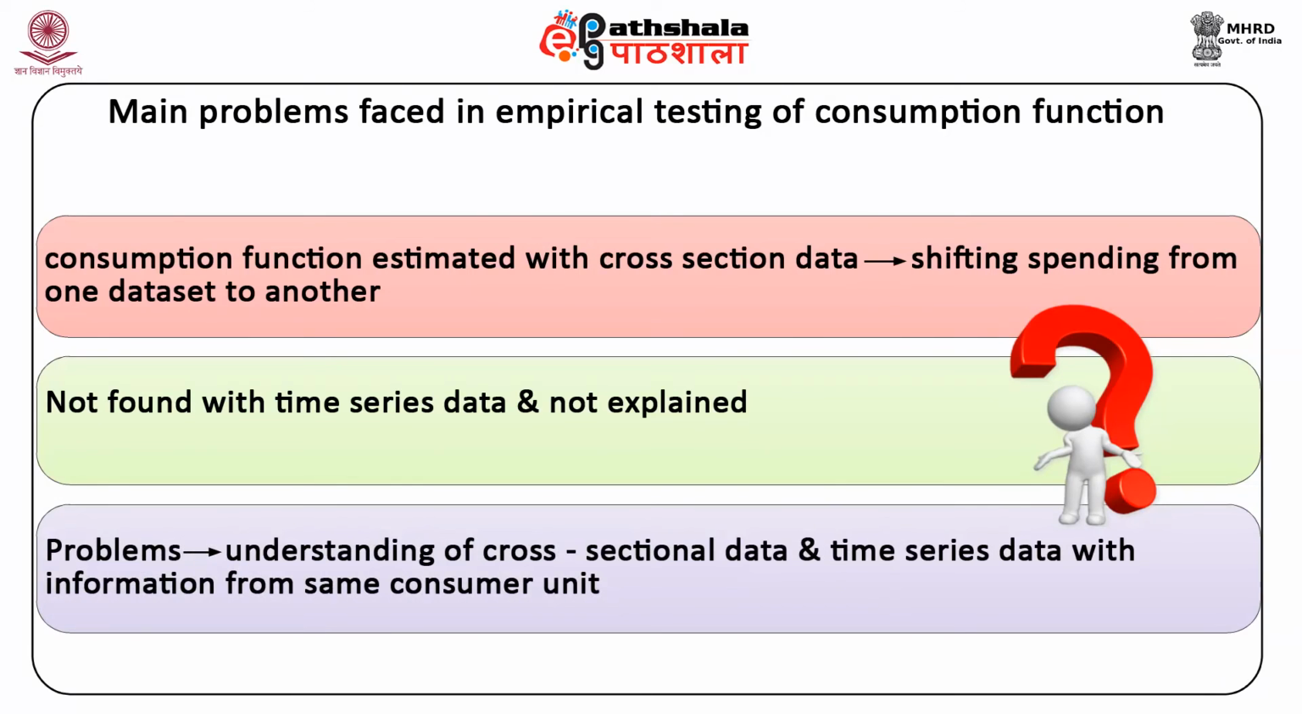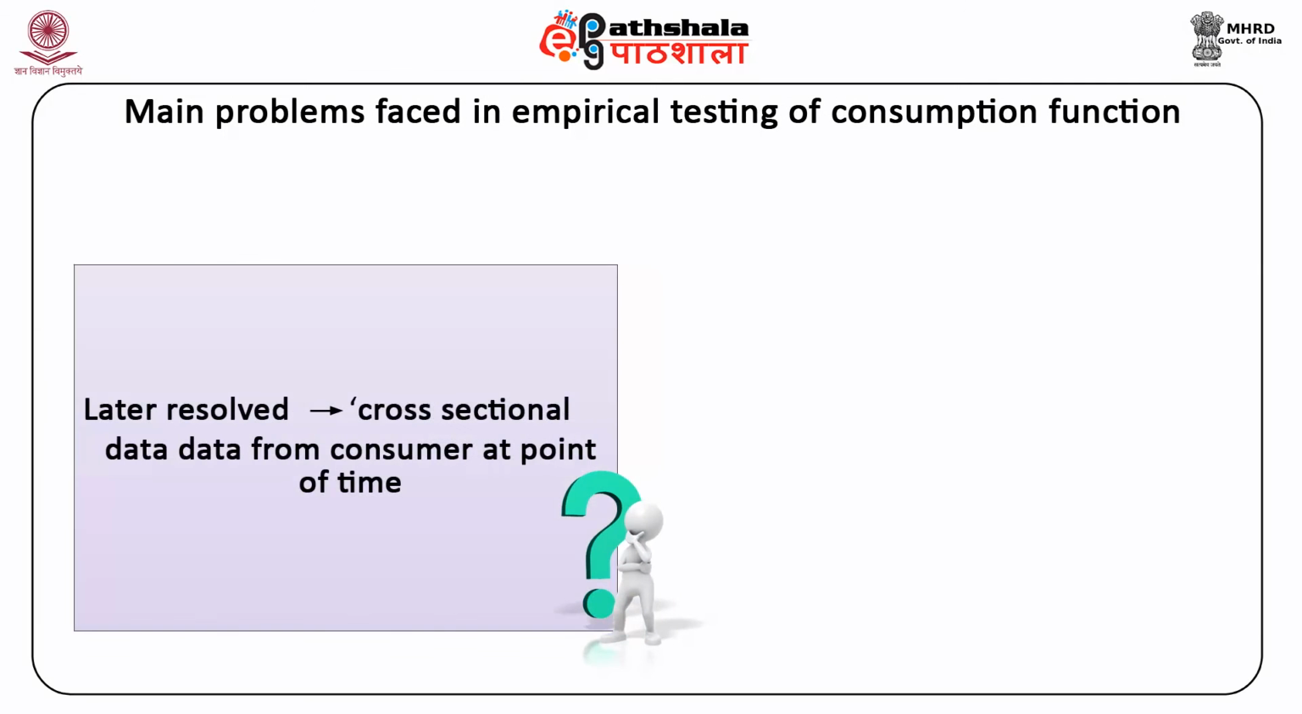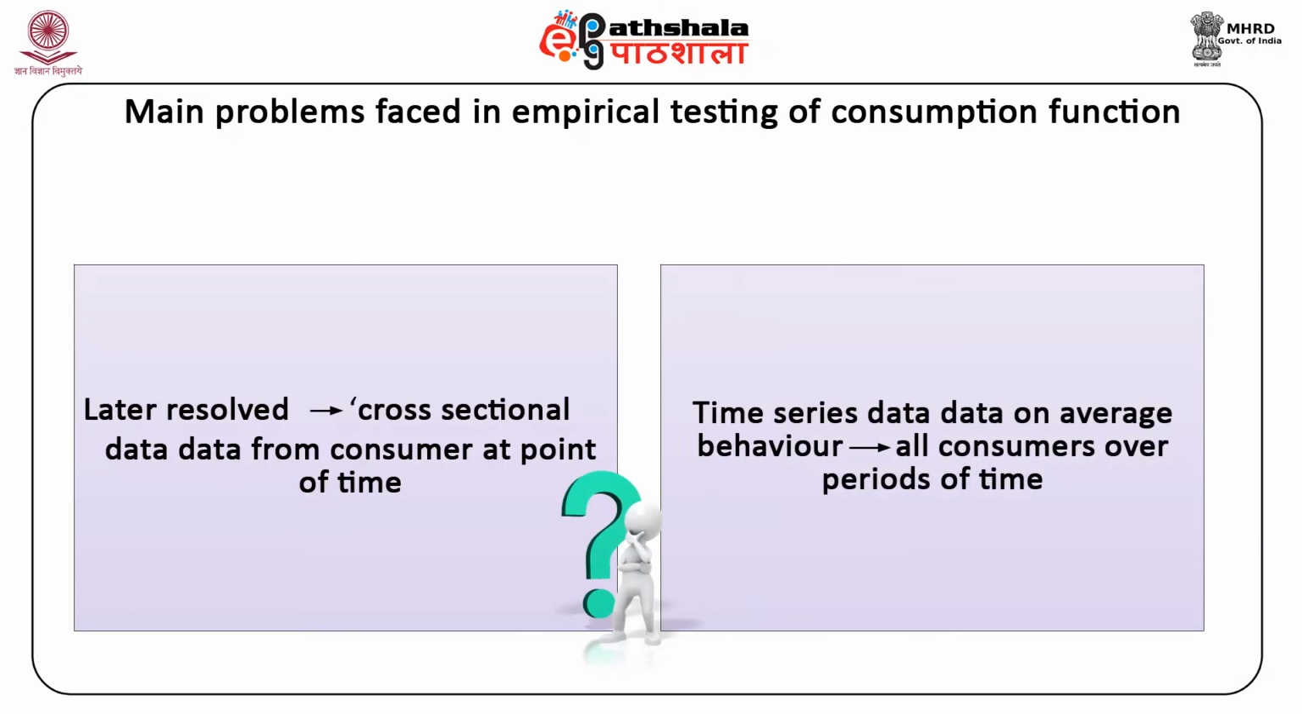These problems arose based on the understanding that cross-sectional data and time series data carry information from the same consumer unit. This was later resolved as it was observed that cross-sectional data is data from a consumer at a point of time and time series data is data on the average behavior of all consumers over periods of time.